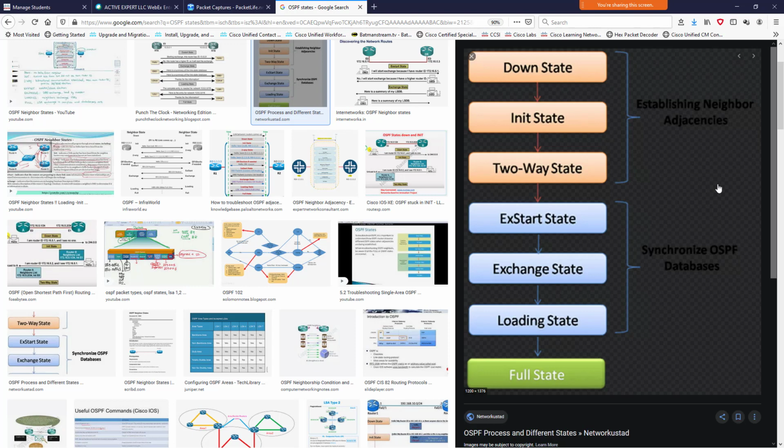And that's where the loading state comes into play. The loading state is actually where we're exchanging routing information using link state updates and link state advertisements. And then finally, we're fully converged when we move to the full state. There are only two states in this entire list that routers will stay in if the network is working correctly, and that's the two-way state or the full state. Any other state is a transitionary state in the OSPF process.